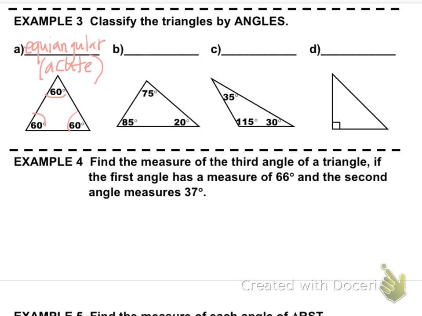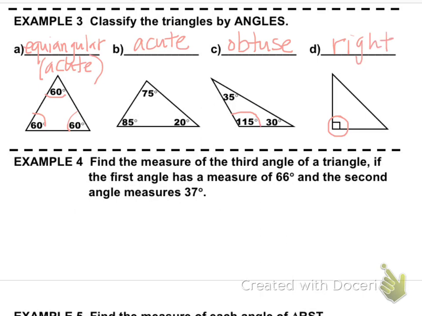The next triangle, every angle is different, but they are all less than 90, so this is an acute triangle. The third triangle, this 115 degree angle is obtuse, so just one obtuse angle makes the triangle obtuse. And part D, the triangle in part D, we see this right angle. If you see one right angle, which is all you can have in a triangle, then it is a right triangle.